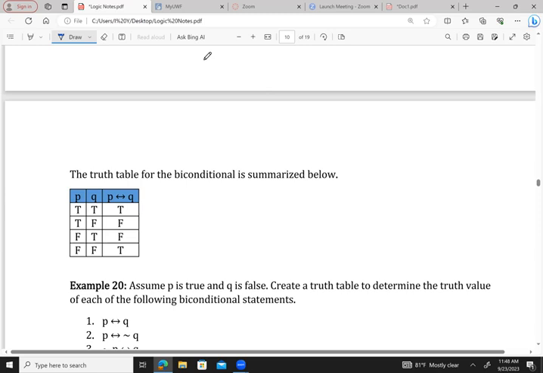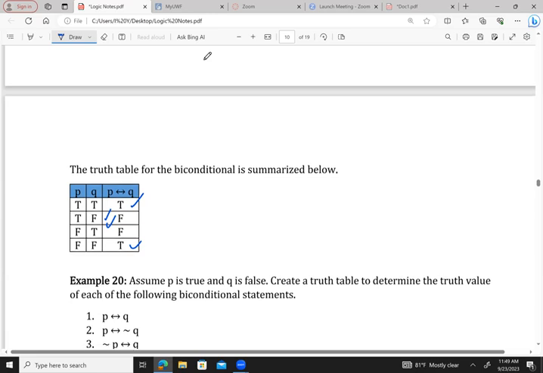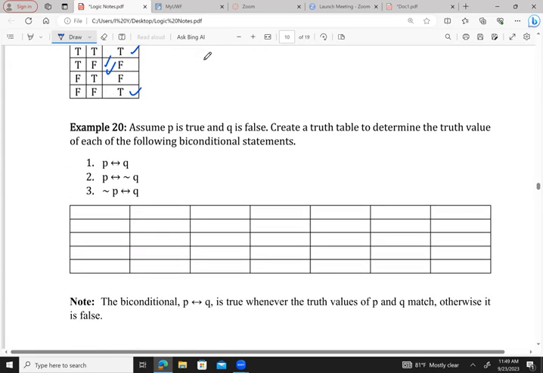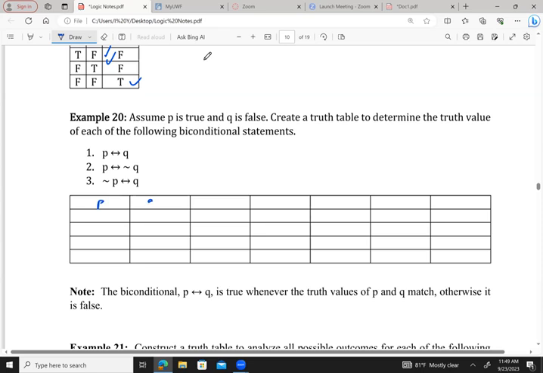So here we go. If they're both true or they're both false, it's true. So true, true, true. False, false, true. Otherwise, it is false. So let's look at this series here. And we're talking a specific circumstance. P is true, Q is false. So P if and only if Q. Are they both true or are they both false? No. So this is false.